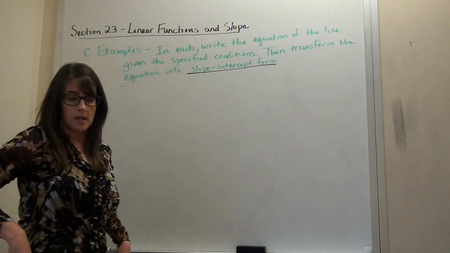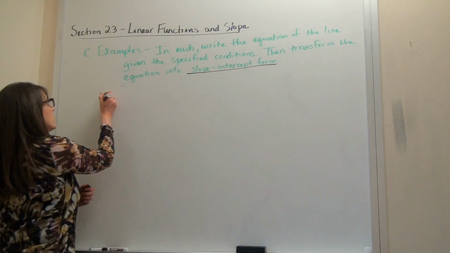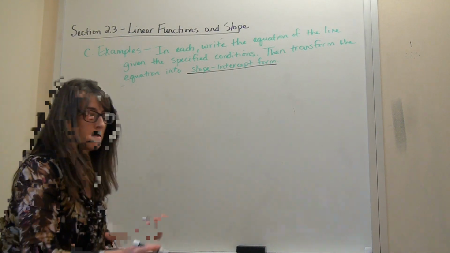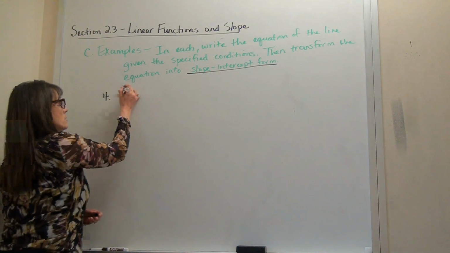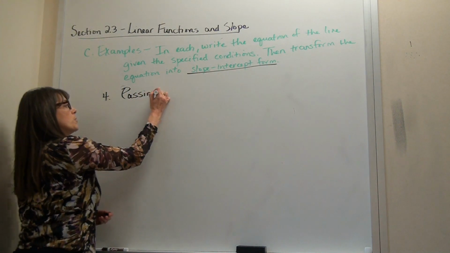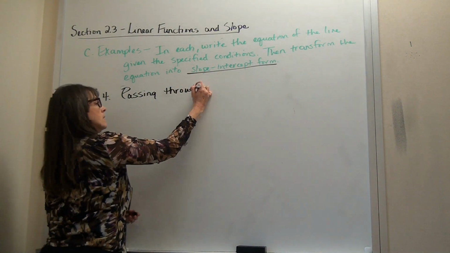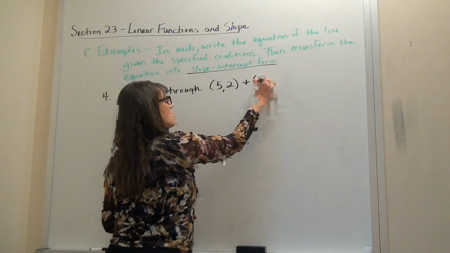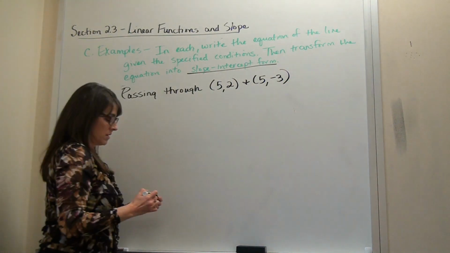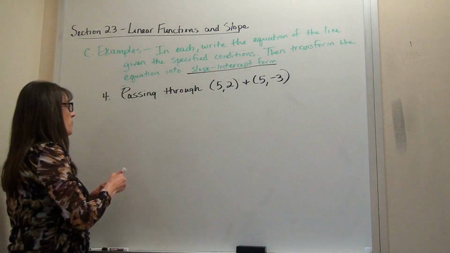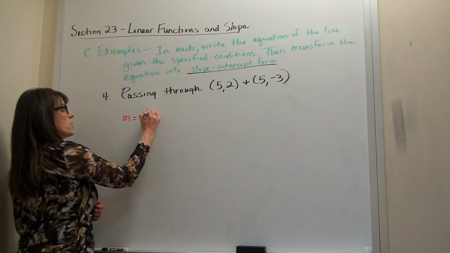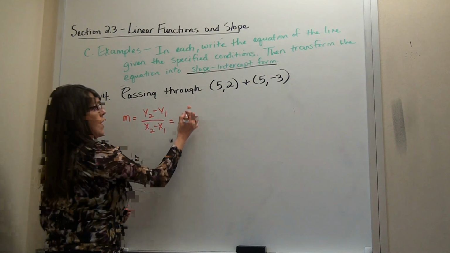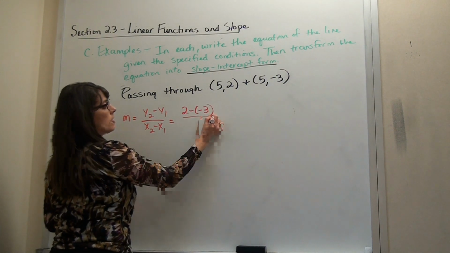And in this last example, this is number 4. It's passing through the points 5, 2, and 5, negative 3. So yet again, I need to get the slope first. So I'm going to subtract my y's on the numerator, x's on the denominator. Y's, I'll do a 2 minus a negative 3. Could have done it the other way, doesn't matter.